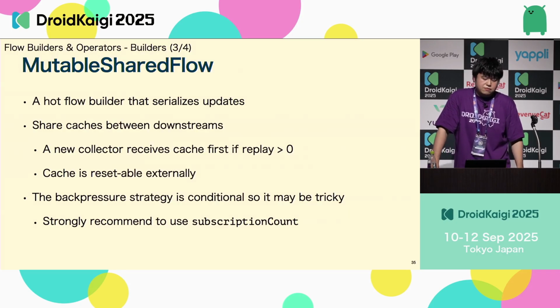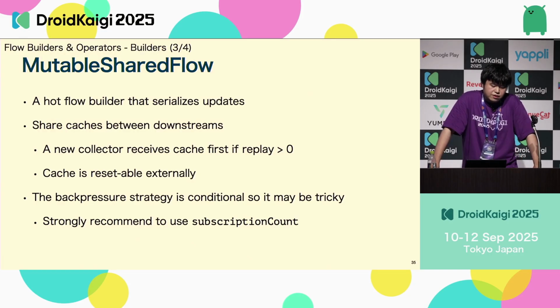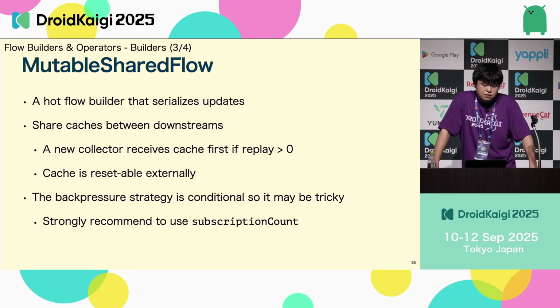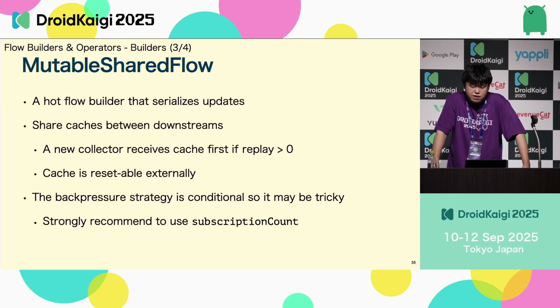Third builder is the mutable shared flow. It's very famous, right? This produces a hot flow and supports serialization. This can enable cache to share values between downstreams. And also, you can purge cache anytime. This has a conditional backpressure depending on number of collectors, as I said. So I recommend to use subscription count property to observe collector size changes.